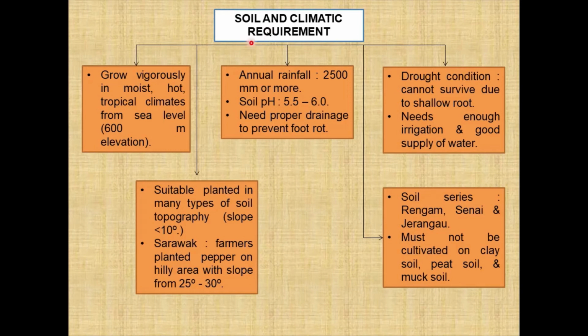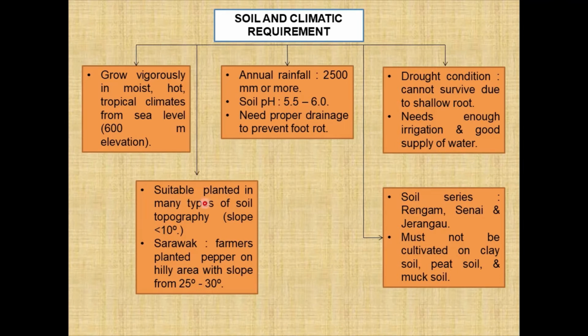Soil and climatic requirements. Pepper grows vigorously in moist, hot tropical climates from sea level up to an elevation of 600 meters. The annual rainfall needed is 2,500 mm or more, and the soil pH is 5.5 to 6. It needs proper drainage to prevent foot rot. In drought conditions, the pepper cannot survive due to its shallow root system. It needs enough irrigation and a good supply of water.